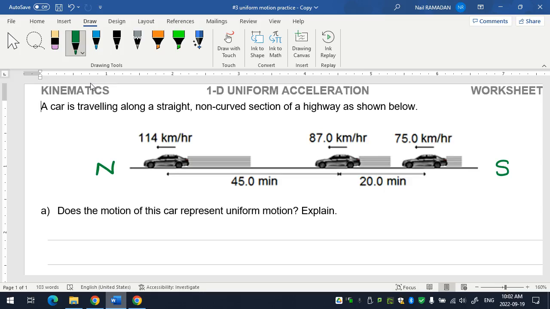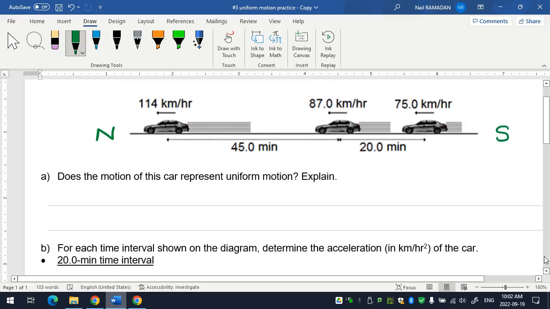By doing that, the car is always traveling which way? North, 100%. Question number 1. Does the motion of the car represent uniform motion? Yes or no? Explain. How many people say yes? Remember, you never just say yes or no in my course. You have got to defend your answer. How many people say yes? How many people say no?